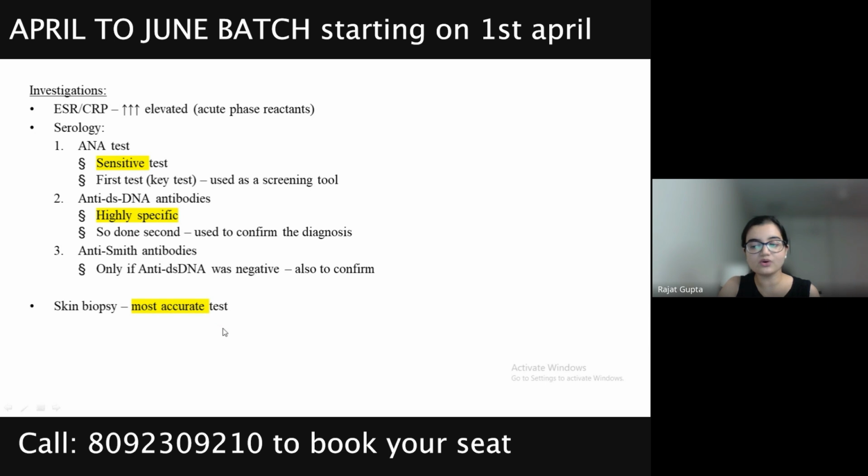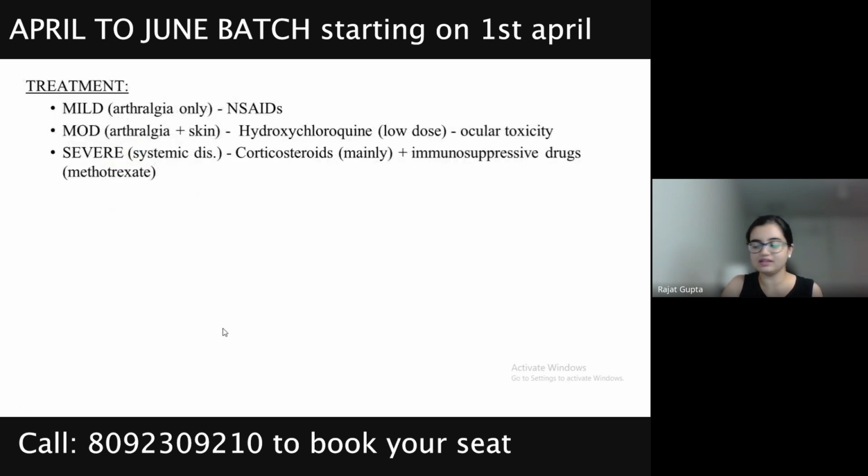Okay, so when you get a question, make sure you read what they are asking. Are they asking for the first test to be done? In that case, it's going to be ANA. Are they asking for the most accurate test? And you have skin biopsy as one of the options, it's going to be skin biopsy. If they're asking for the most accurate test, but you don't have skin biopsy as an option, but you have anti-dsDNA or anti-Smith antibody as an option, that's going to be the answer. So just be very careful reading what they are asking, what the options are, and then pick accordingly.